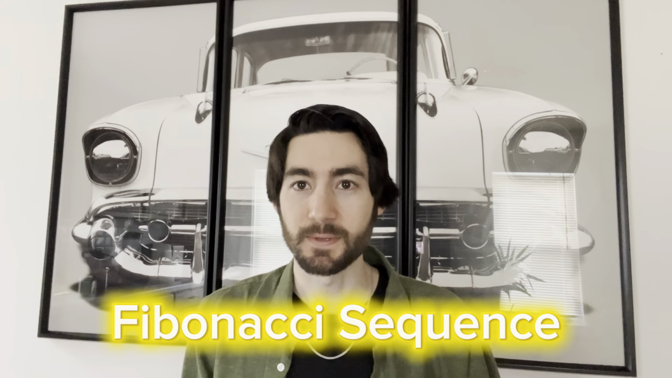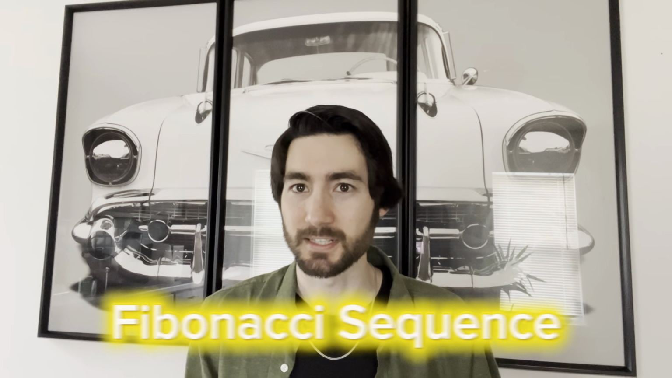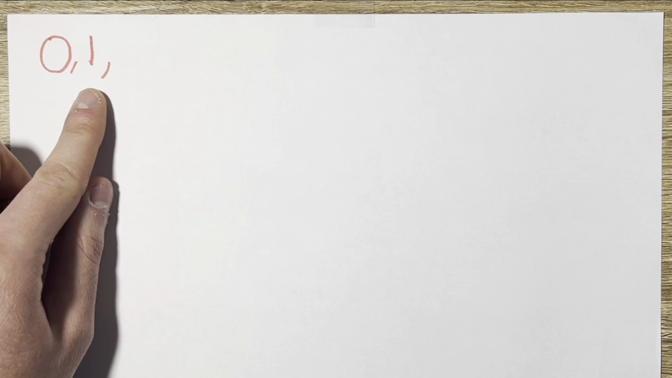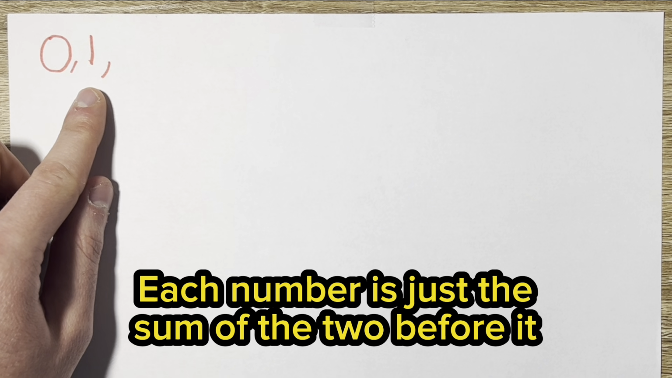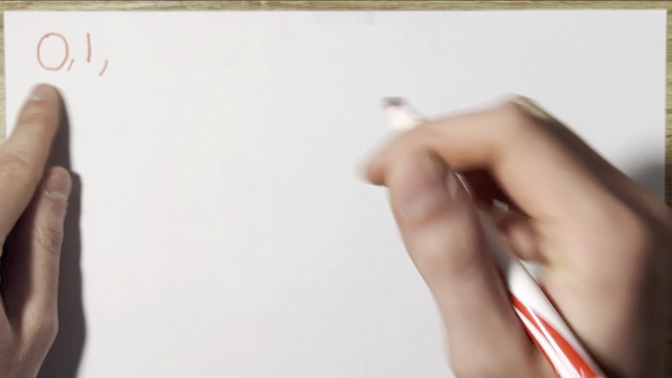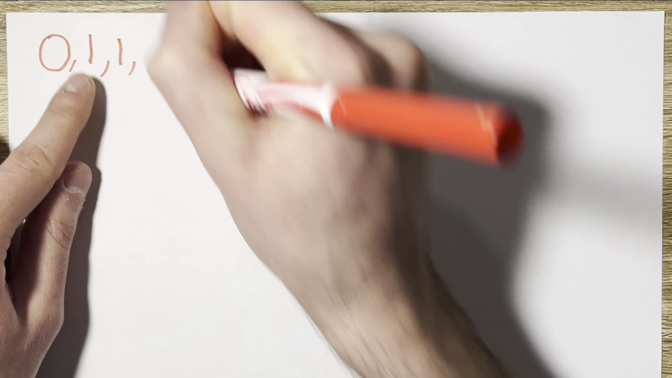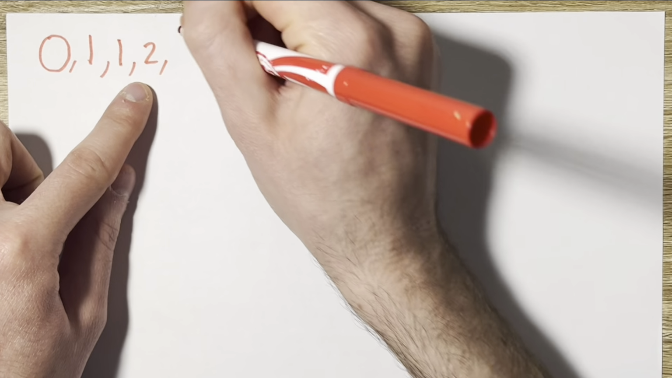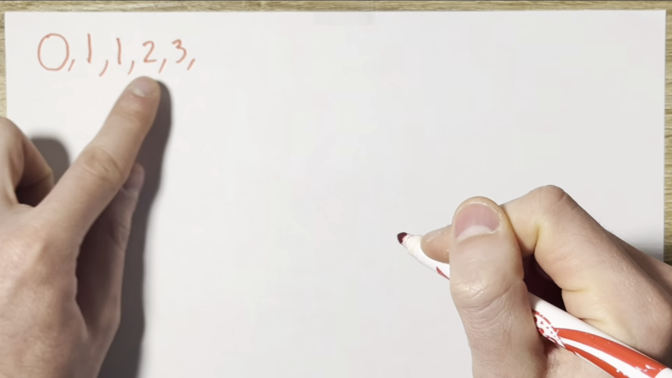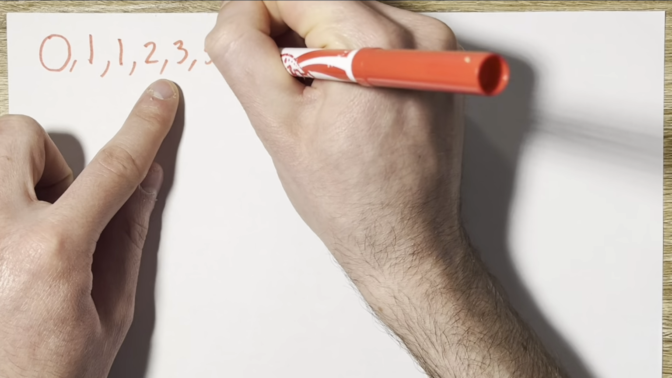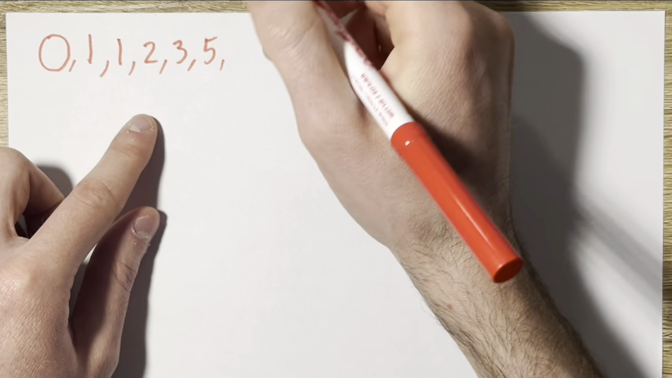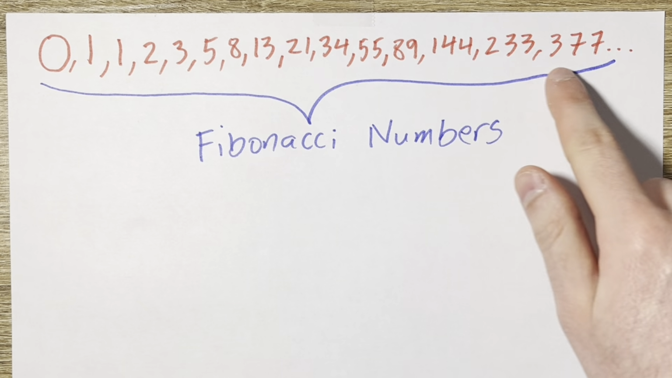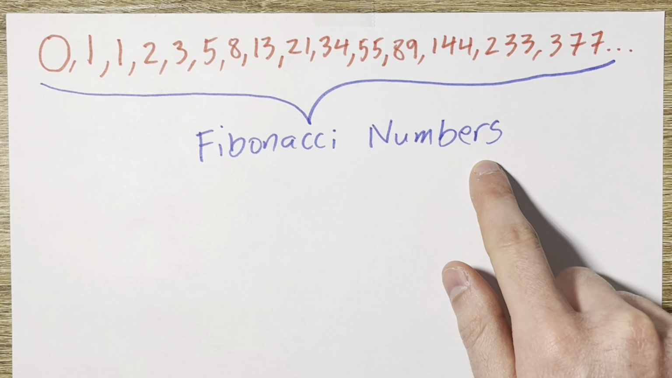So what is the Fibonacci sequence, and how does that relate to the golden ratio? It starts with a 0 and a 1. Then each number is just the sum of the two before it. So 0 plus 1 is 1, 1 plus 1 is 2, 1 plus 2 is 3, 2 plus 3 is 5, and the pattern continues. These numbers are referred to as Fibonacci numbers.